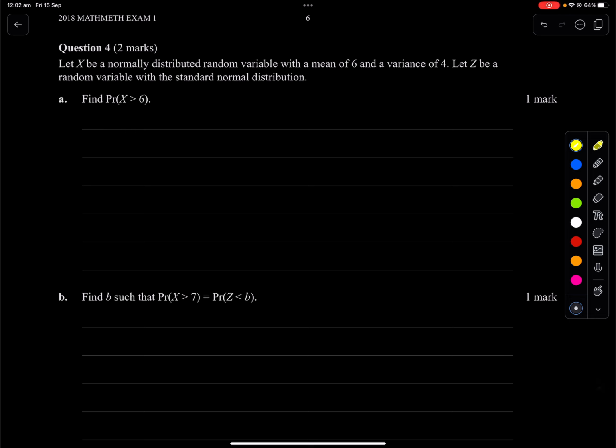Let x be a normally distributed random variable with a mean of this and a variance of this. So your standard deviation is 2. Let z be the random variable with a standard normal distribution. Find the probability if x is greater than 6. So the probability of x greater than 6 is the same as z greater than 6 minus 6 over 2, which is, what's the probability of z greater than 0?